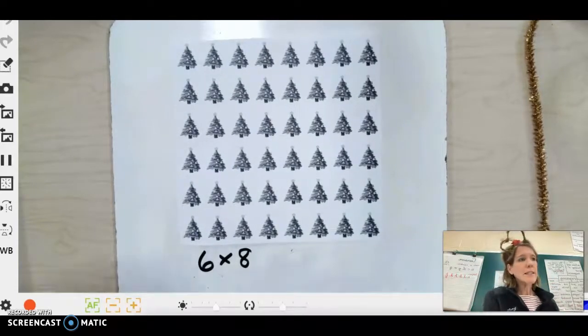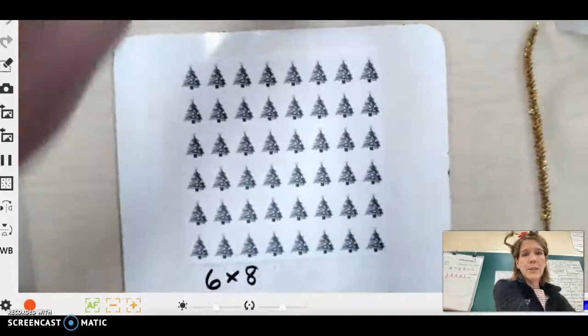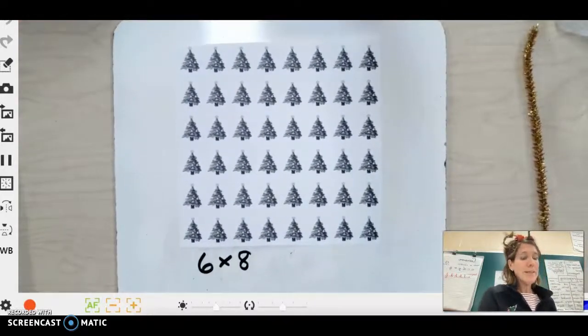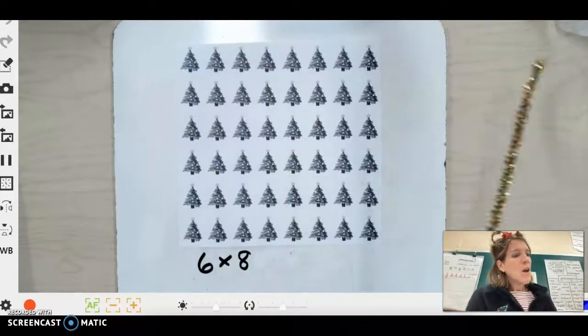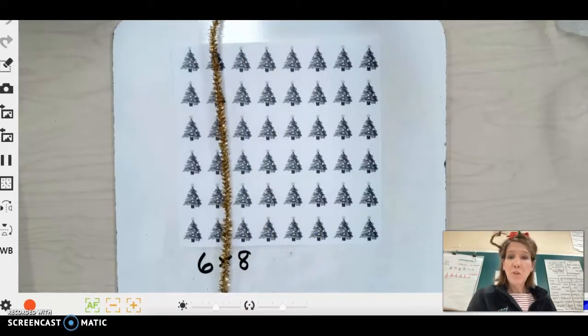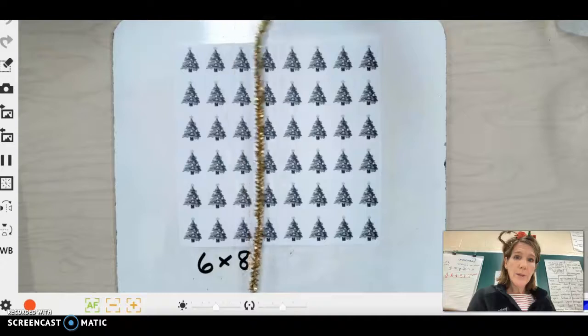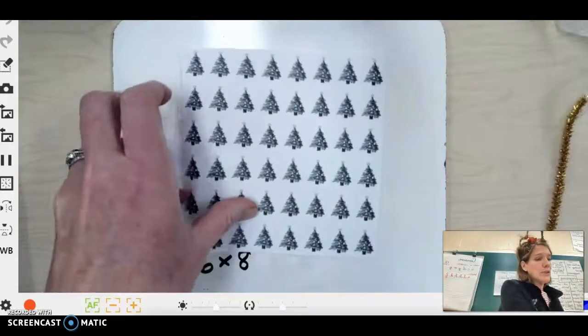So let's see here. If we take 6 times 8, there are a lot of different ways to do this, but you're going to stick with me and we're going to do it one way together. We're going to break the 8. We're going to leave the 6 factor alone, and we're going to break the 8 into 2 pieces. We could break it into 4 and 4, 2 and 6, or 3 and 5, whichever ones you want to do. Today, let's break it into 4 and 4.